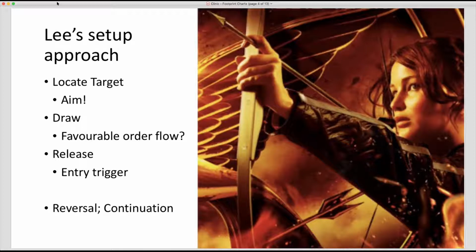It suits my personality. And with that in mind, the way in which I always build my setups, I liken the process to archery or firing a gun. So I always want to have a planned exit. I want to trade towards a particular target. We know it's important to know where you're going to be wrong.